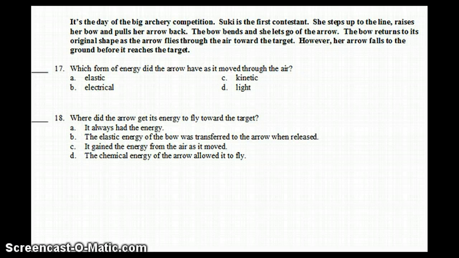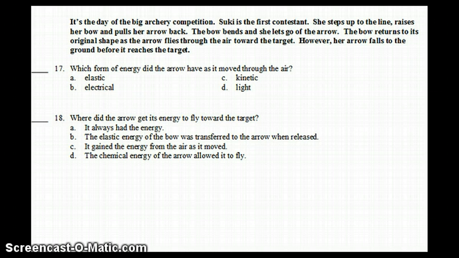However, her arrow falls to the ground before it reaches the target. Number 17. Which form of energy did the arrow have as it moved through the air? Is it A, elastic, B, electrical, C, kinetic, or D, light? Number 18. Where did the arrow get its energy to fly towards the target?